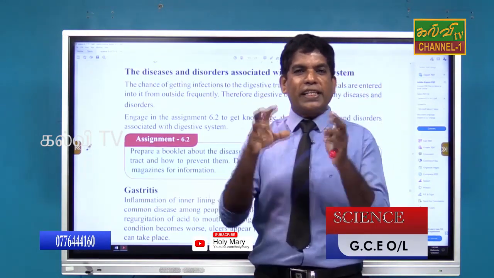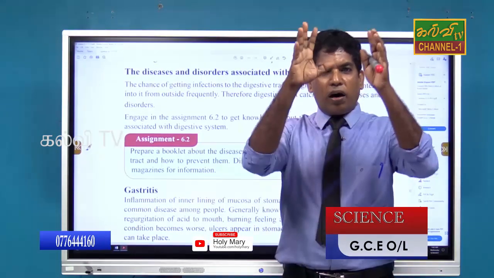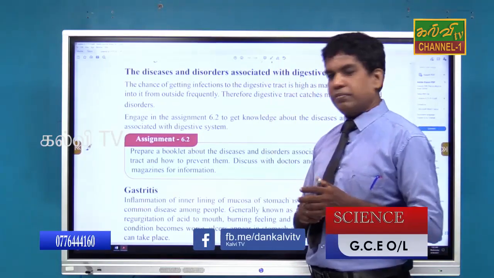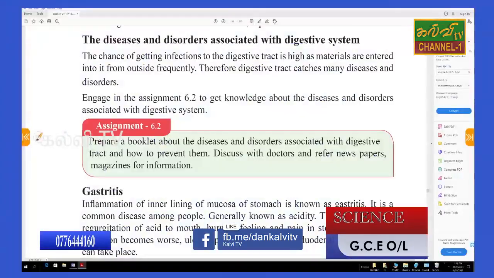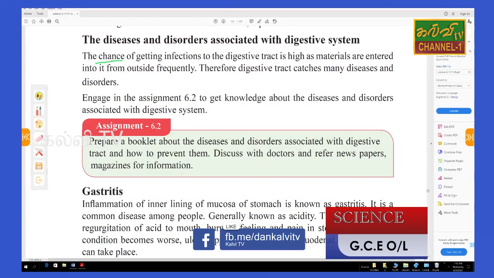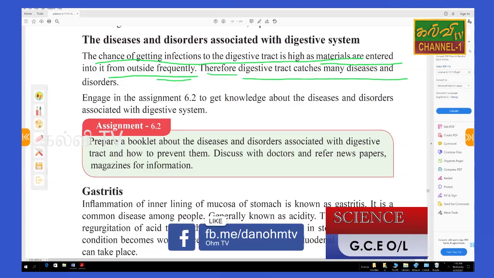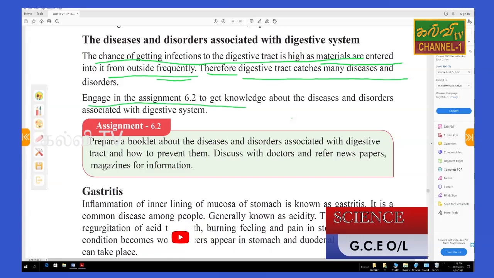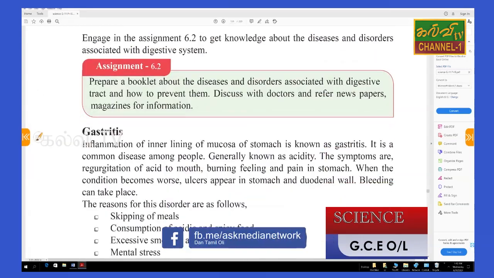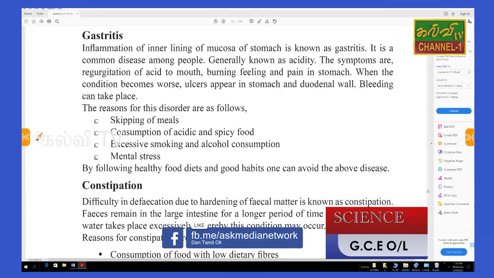Therefore, we are going to discuss the diseases of digestive systems. Here they explain the chances of getting infections in the digestive tract, as materials enter it from outside frequently. Therefore, the digestive tract catches many diseases and disorders. There is an assignment on this, so we don't worry about it; you can do that in classroom activities.